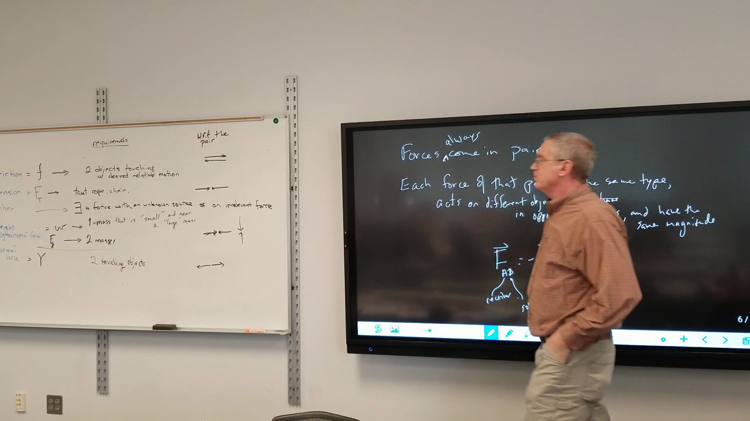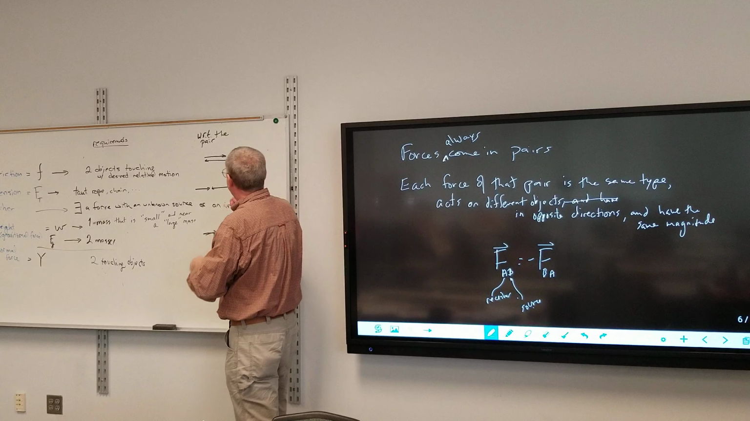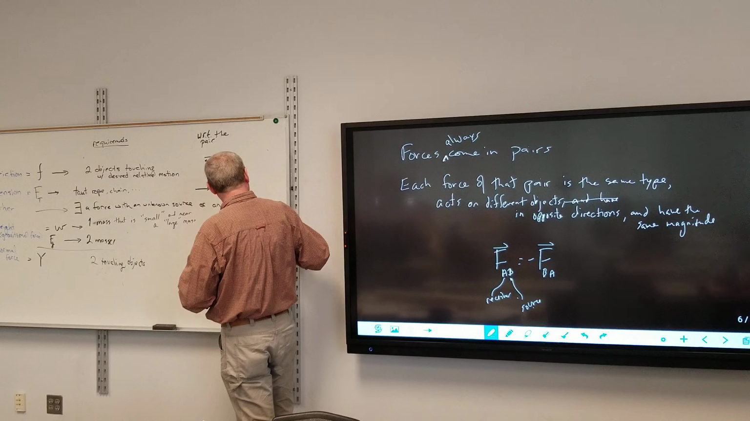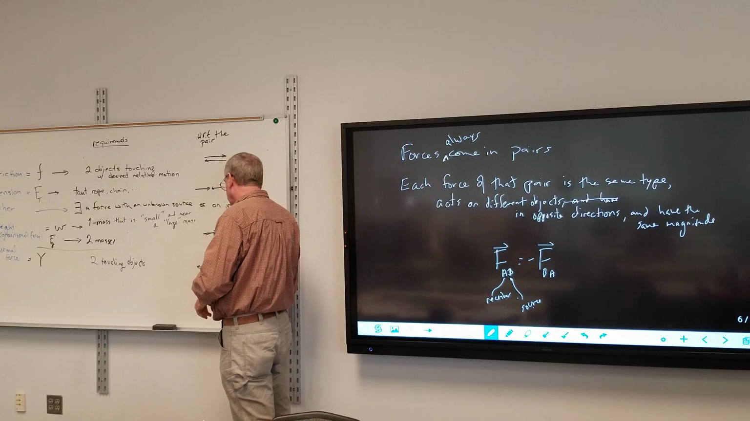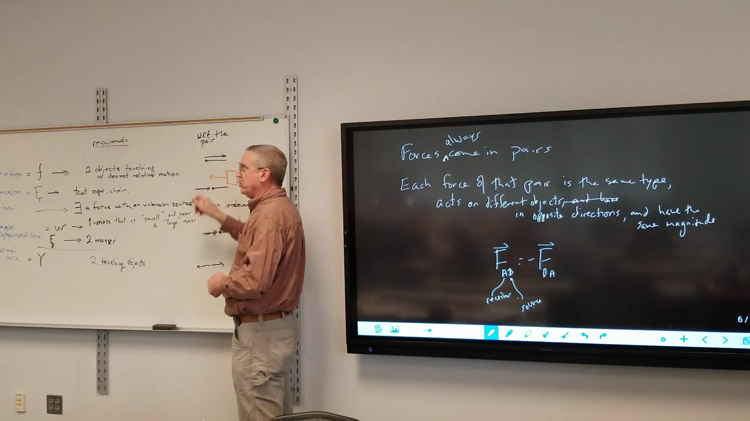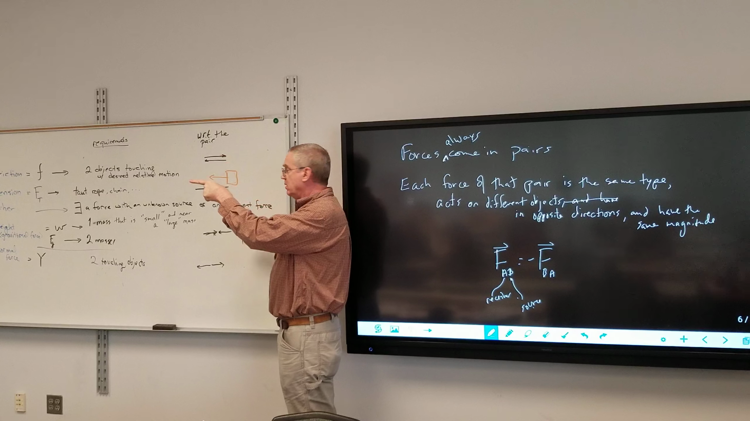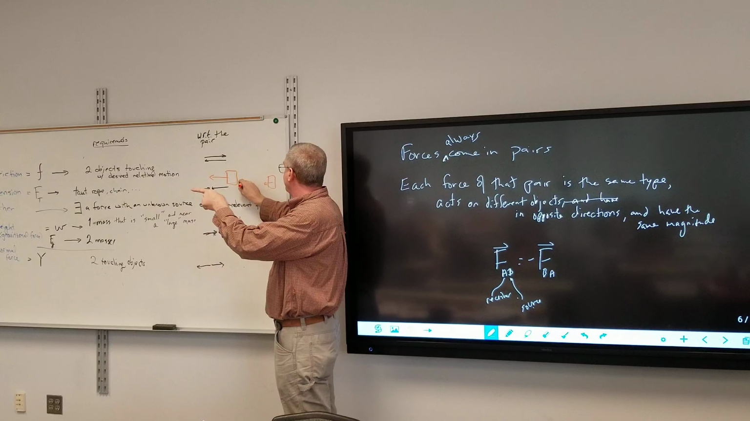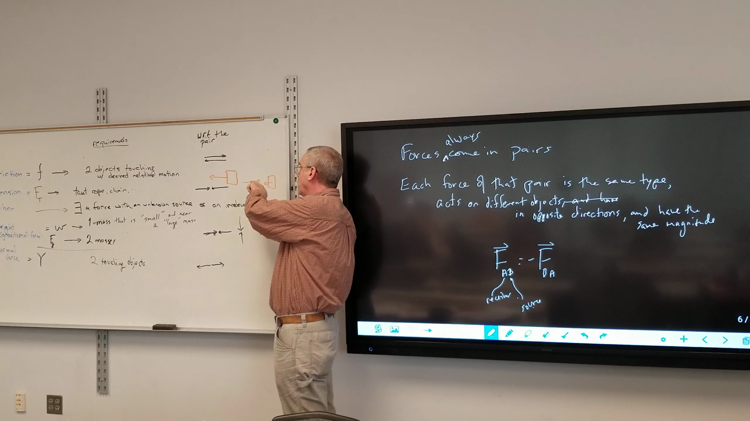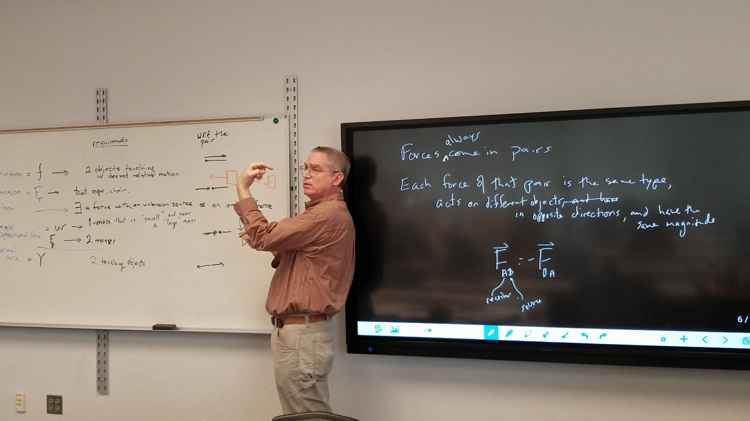Tension is a pulling force, so if I have two objects, let's say a box here and a rope attached to it, and I'm pulling on the rope. The force on the box is to the right. The force on the rope at the point of connection is that way. So the rope is pulling on the box to the left, the box is pulling on the rope to the right.